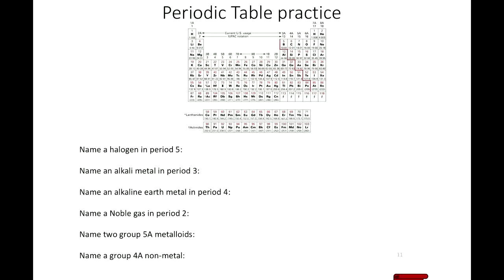Period means what? Row. So that's kind of what we need to comprehend here. Halogen implies what? It implies a column, but which one?